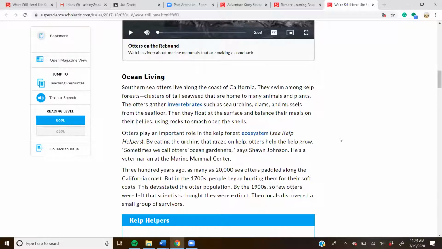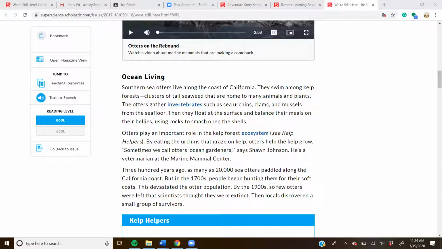Southern sea otters live along the coast of California. They swim among kelp forests, clusters of tall seaweed that are home to many animals and plants. The otters grab invertebrates such as sea urchins, clams, and mussels from the sea floor. Then they float at the surface and balance their meals on their bellies, using rocks to smash open the shells.